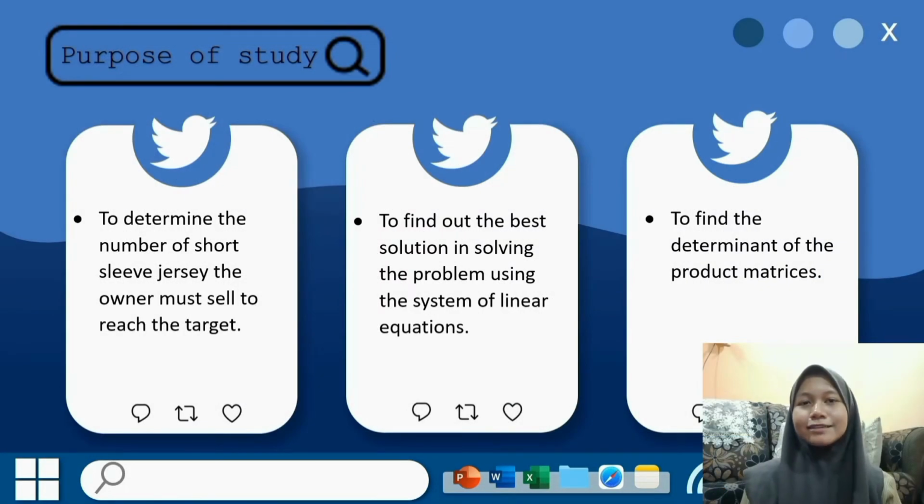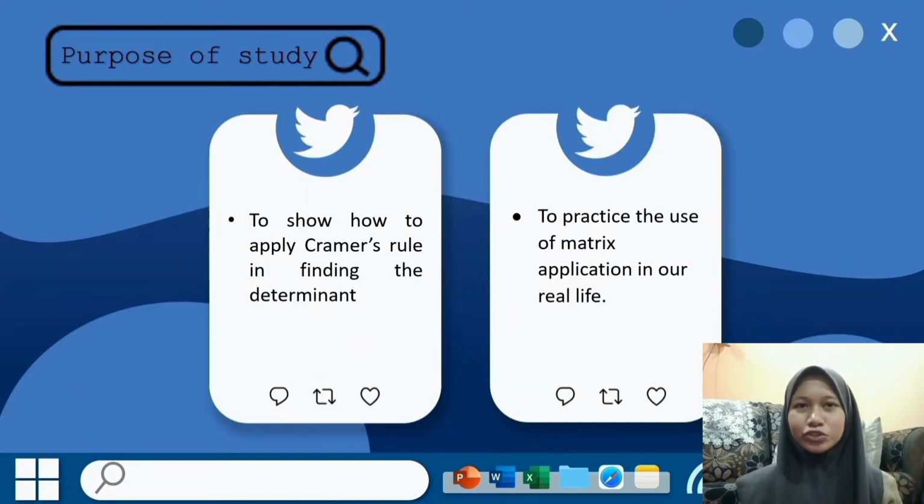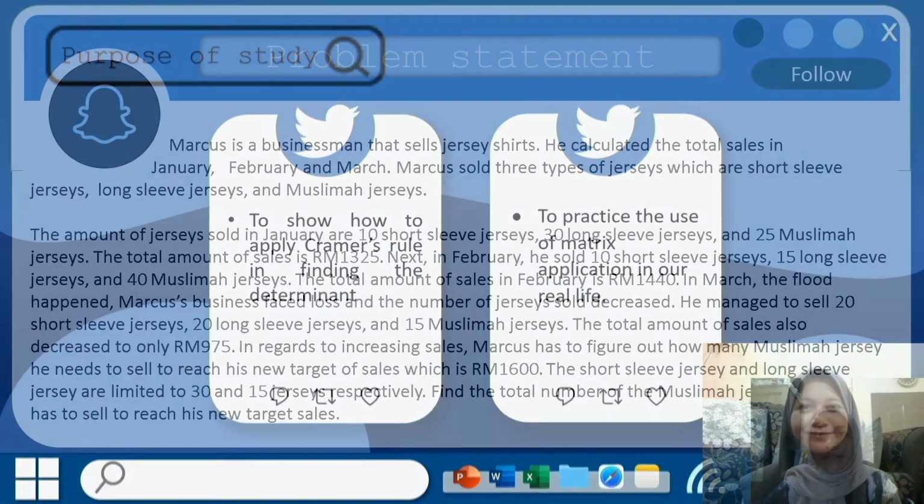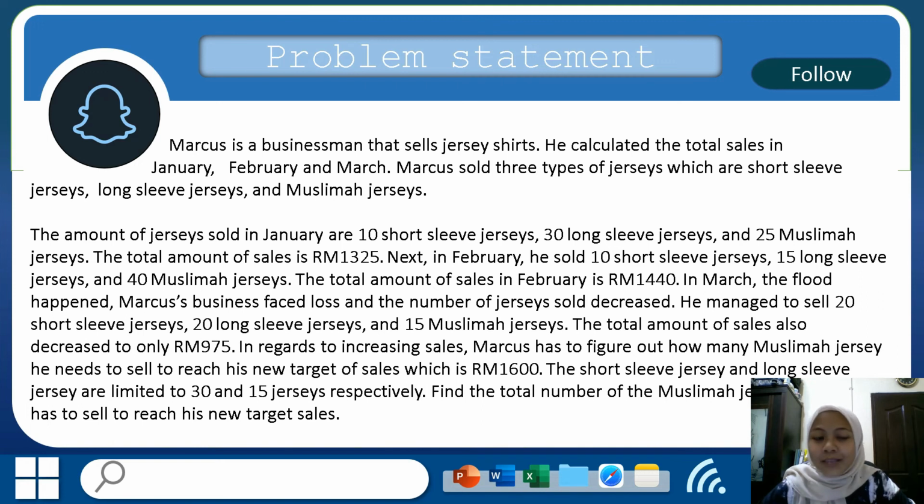Purpose of study. Firstly, we want to determine the number of short-sleeved jerseys the owner must sell to reach the target. Next, to find out the best solution by solving the problem using the system of linear equations. Thirdly, to find the determinant of the product matrices. In addition, we want to show how to apply Cramer's rule in finding the determinant. And lastly, to practice the use of matrix application in our life. We continue with our problem statement.